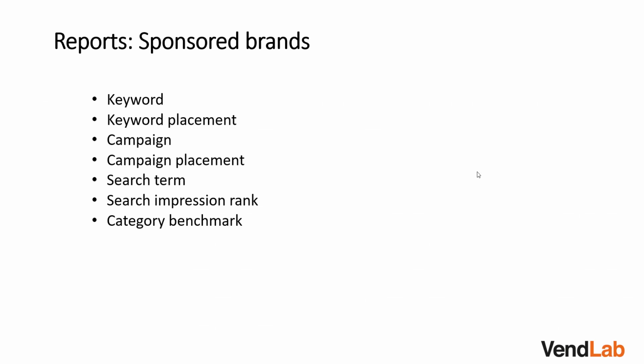Sponsored Brands has a set of separate reports. The reports available for Sponsored Brands are keyword, keyword placement, campaign, campaign placement, search term impression rank, and category benchmark. Some of these reports are similar to sponsored products but may have some additional fields.